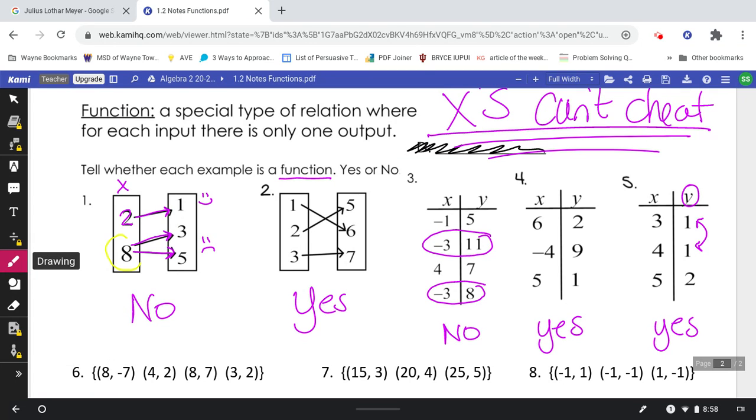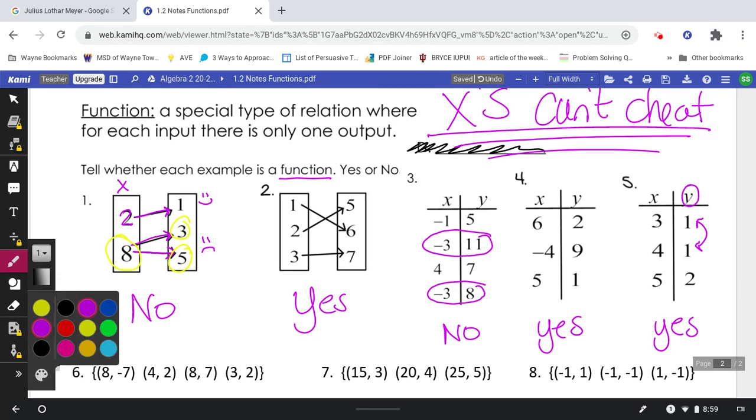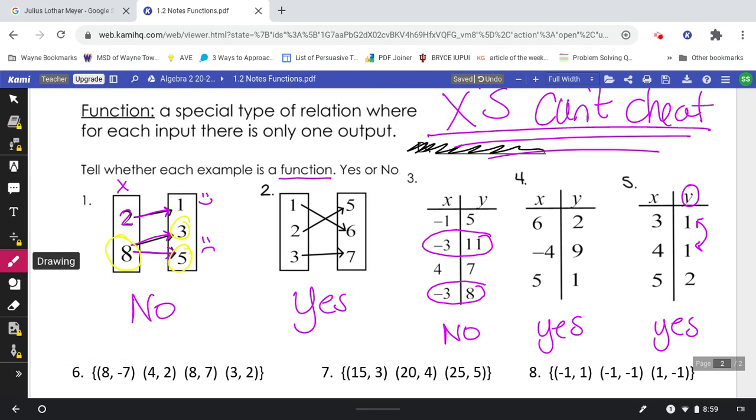If you did problem number 8 and you got an answer of 3, and then you did problem number 8 again and you got an answer of 5, something is wrong. That's not okay. That's not allowed to happen. You should be getting the same number every time you do problem number 8. So that's kind of why mathematically the X's can't cheat, but the Y's can. They are allowed to cheat.